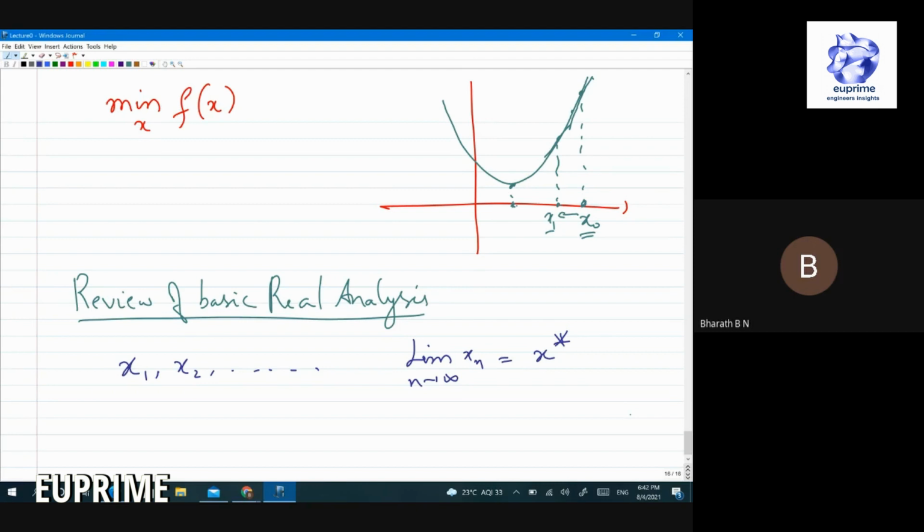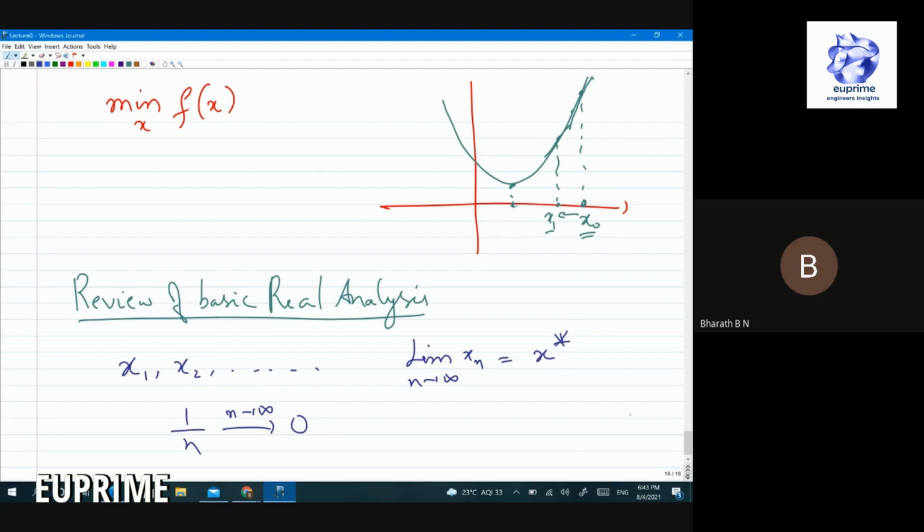Okay, so what do you mean by 1 over n going to 0? This is another symbol. n goes to infinity, 1 over n converges to 0, or the limit as n tends to infinity of 1 over n equals 0. All these things are equivalent, just in different languages. So what is the meaning of this?